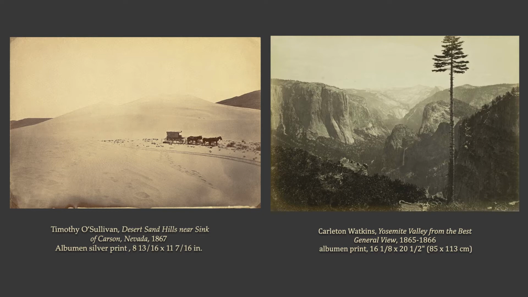So the dimensions are slightly different. They're shown on the screen at the same size, but in real life, the Timothy O'Sullivan image is somewhat smaller. Carlton Watkins is a little larger, but that's not the only difference between the two. They tell really different stories about what the American West is like. And the reasons that they look the way that they do are what we want to get into today.